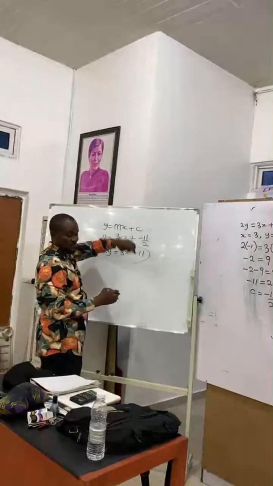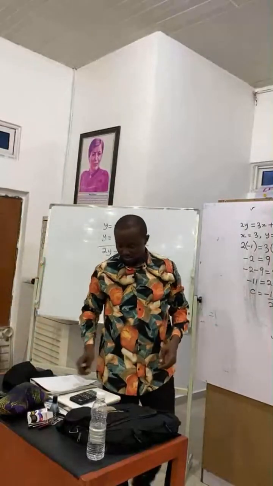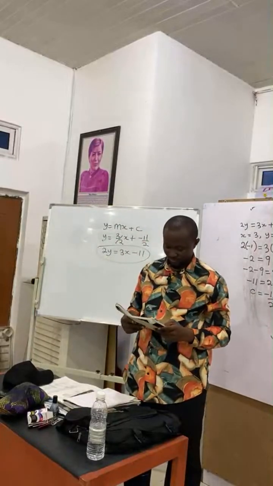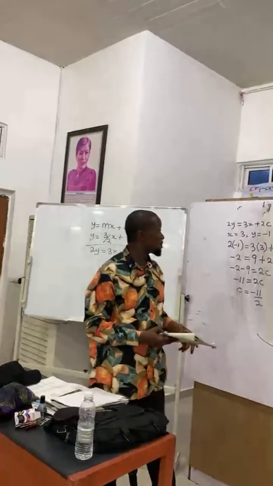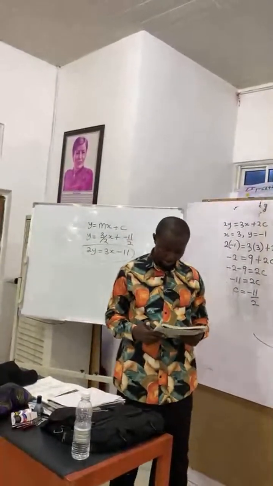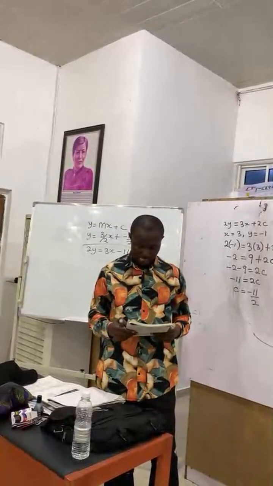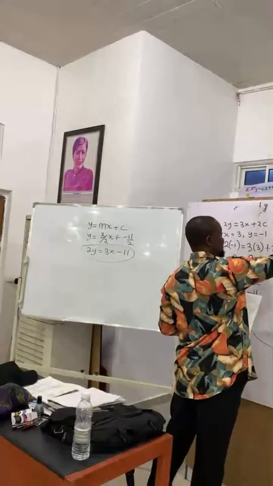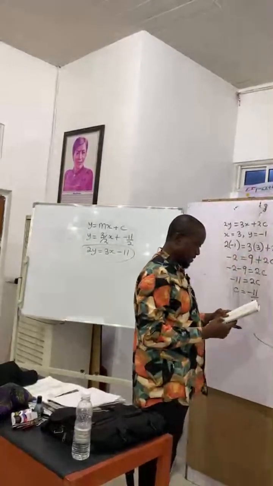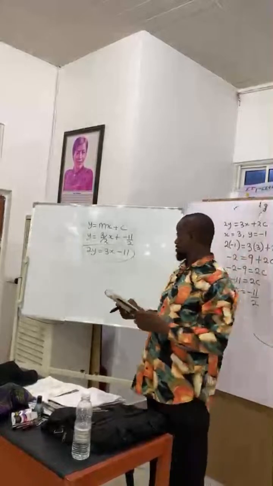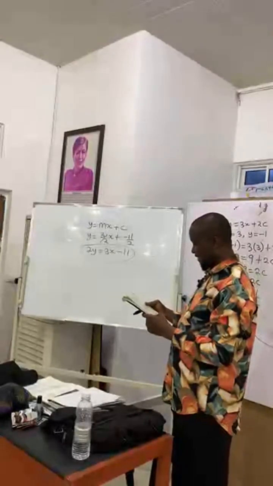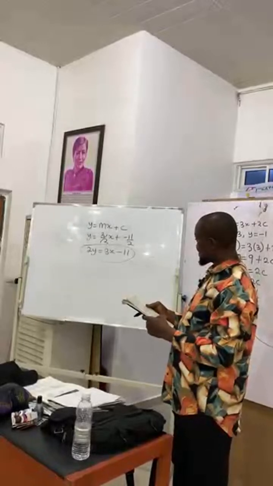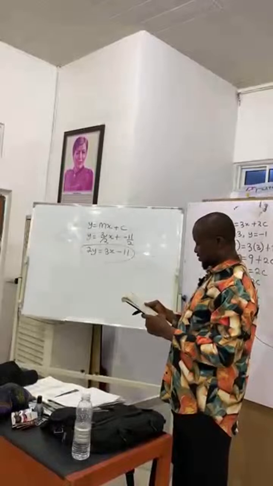Let's see what we have as the answer. That was question number 19. Look at the question: 2y equals 3x minus 11.